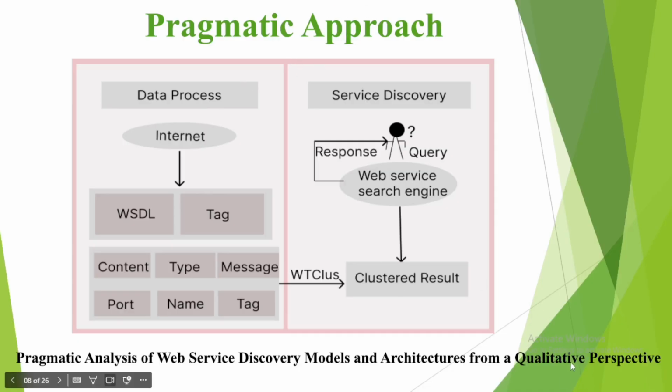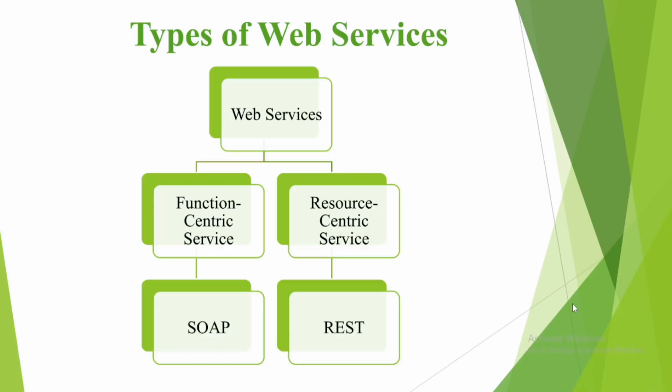On the left side, under data process, information from the internet such as WSDL files and tags are collected. These files describe web services in terms of content, type, messages, port, name, and tag. All this metadata is then processed and passed through a clustering algorithm called WT class, which helps organize similar services together. On the right side, in service discovery, users send a query to the web service search engine, which looks through the clustered data and returns a response with the most relevant service result.